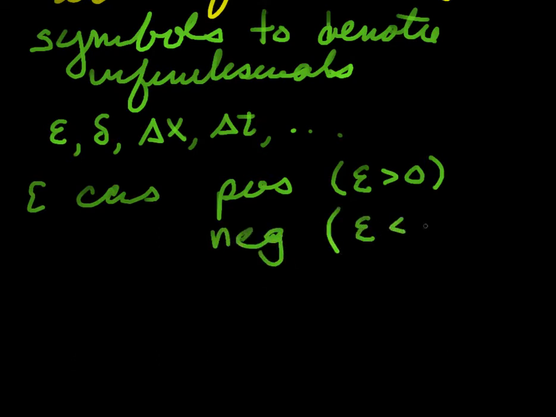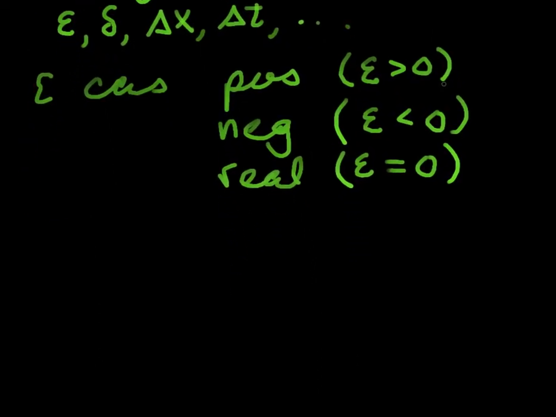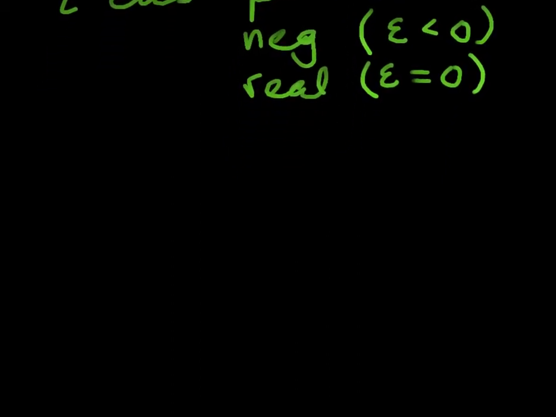Epsilon can be less than 0. And then it can be real. But if it's real, as we talked about, the only example is that epsilon is exactly 0. So epsilon, or an infinitesimal, can be positive or negative. And infinitesimals, so now we can add infinitesimals to real numbers.